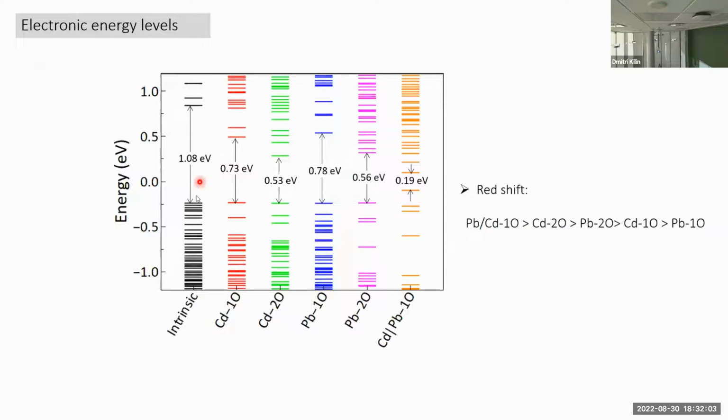These are the electronic energy levels, and we can see the quantitative value of the band gap in this case. The smallest one is for the interface case, which is 0.1 eV. In the case of the dye molecule and QDs, we have the larger gap for the cadmium 2O.